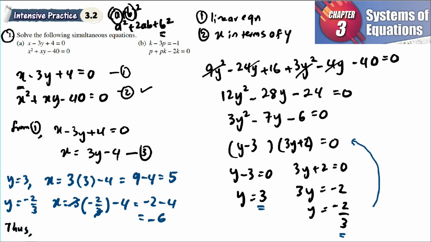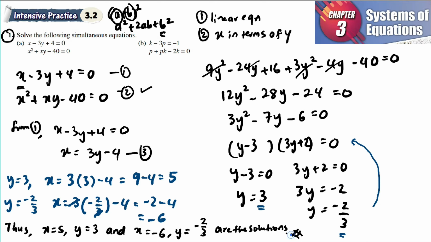Thus, we put back the pairs. When y is equal to 3, x is equal to 5, so x is equal to 5, y is equal to 3, and the other one is x is equal to negative 6, y is equal to negative 2/3. These are the solutions for this linear equation.